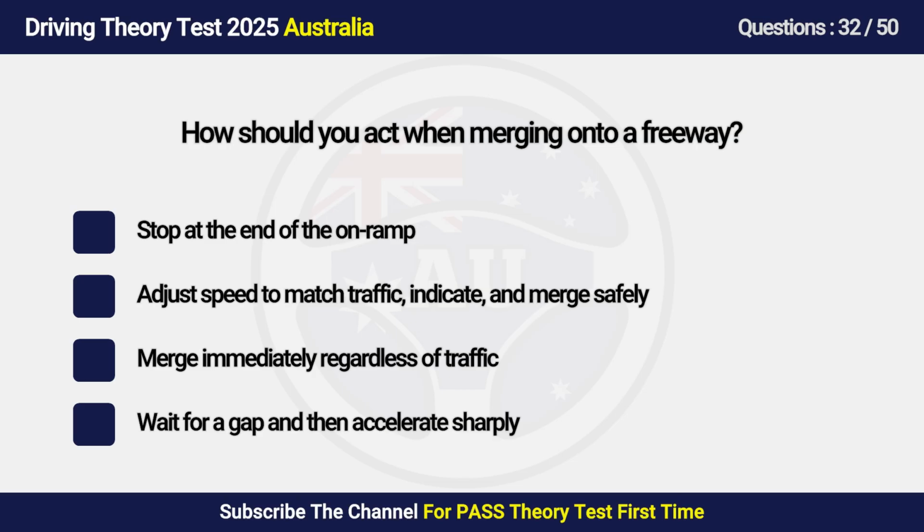A. Stop at the end of the on-ramp. B. Adjust speed to match traffic, indicate and merge safely. C. Merge immediately regardless of traffic. D. Wait for a gap and then accelerate sharply.